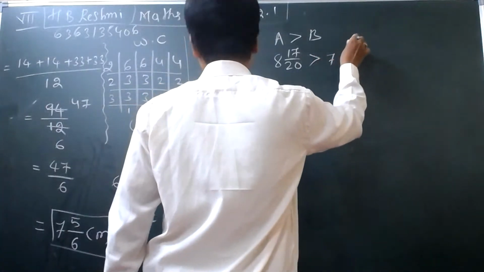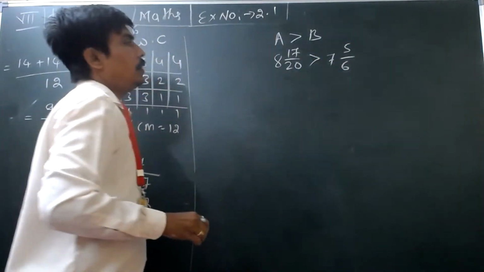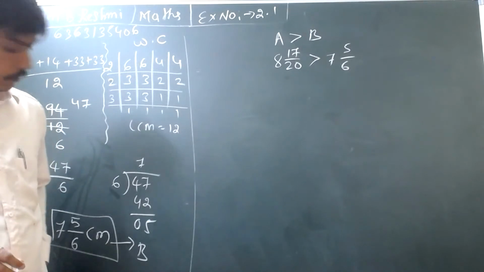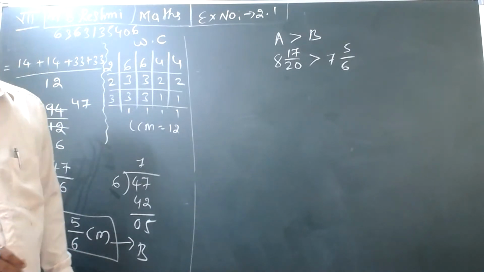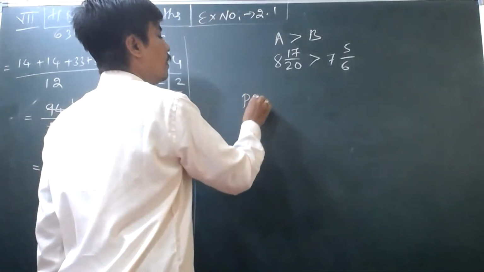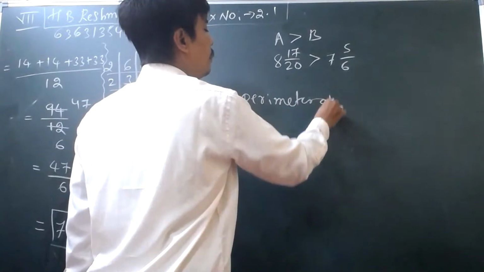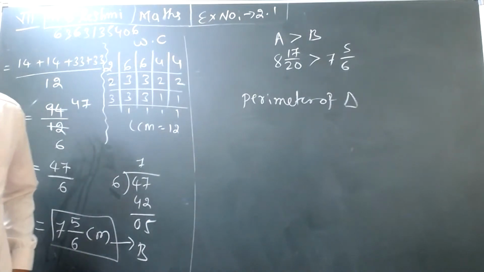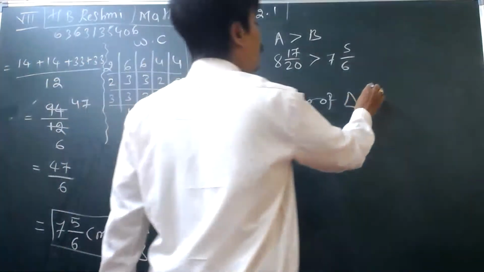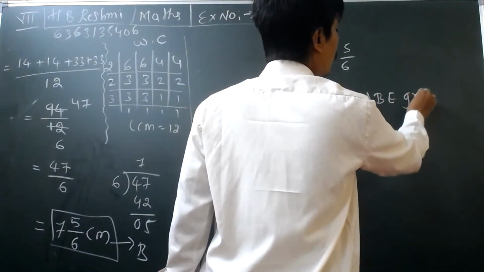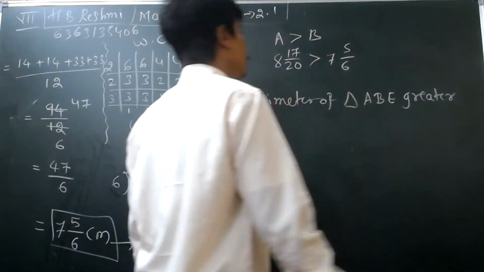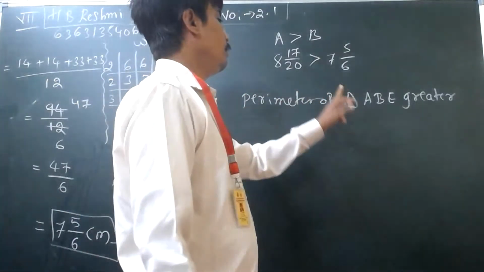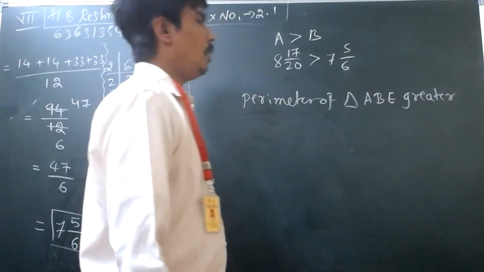17 by 20 is greater than 7 integer 5 by 6. Now whose is it, 8 integers 17 by 20? The answer is perimeter of the triangle. Perimeter of the triangle ABE is greater. What we have read: perimeter of the triangle ABE is greater. By saying this conclusion, we can say that perimeter of the triangle ABE is greater.